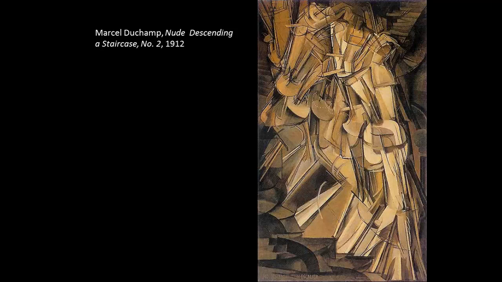Duchamp said the following about this painting, quote, "My aim was a static representation of movement, a static composition of indications of various positions taken by a form in movement, with no attempt to give cinema effects through painting." It's a really interesting way to talk about this work because obviously there's a lot of movement shown, but he's talking about how it is static. So he's trying to reconcile this stillness of a painting with the movement of a figure.